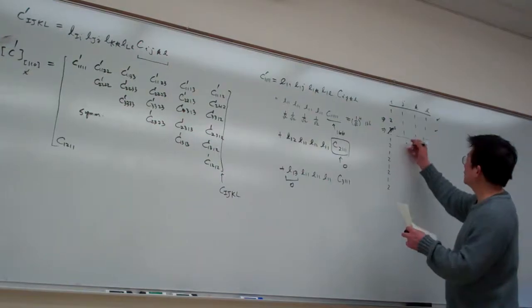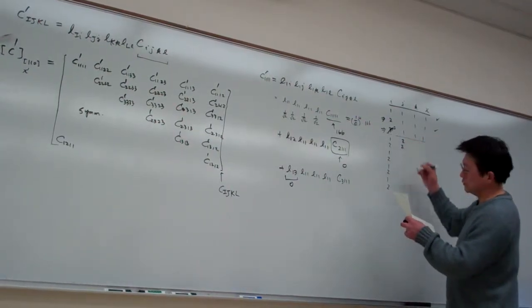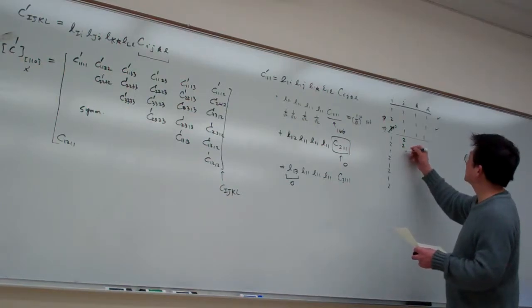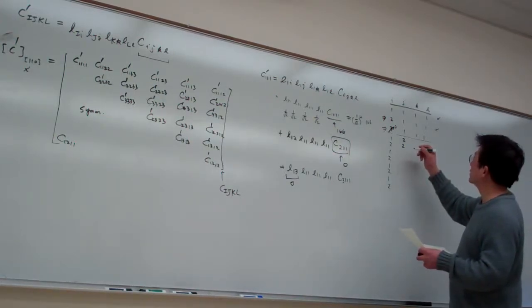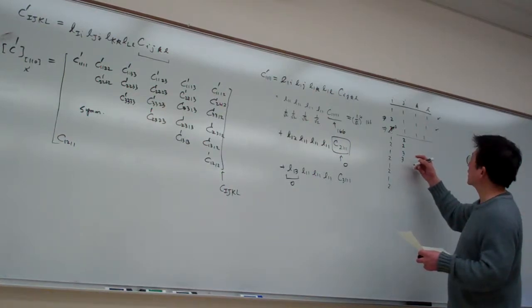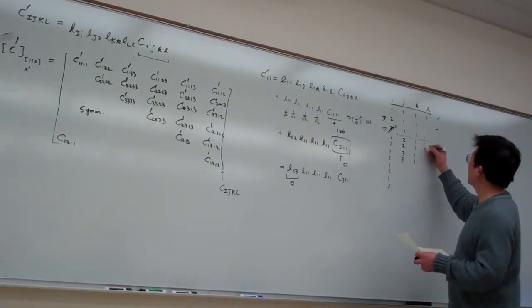So we continue, and in this way, let me enumerate this. So this will be 1, 2, and then this is 2, 2, and 3, 3. Okay, 1, 2, 3, and then 1, 1, 1, 1, 1, 1, 1, 1.